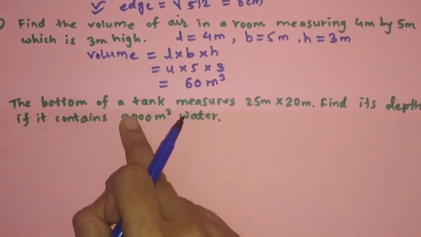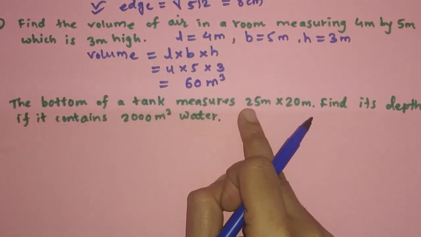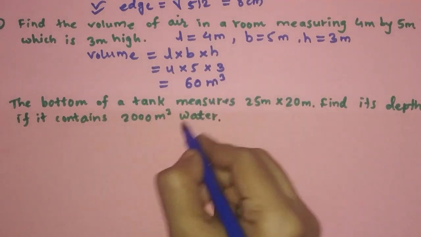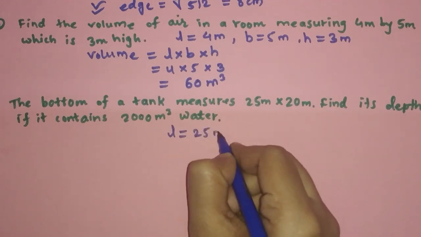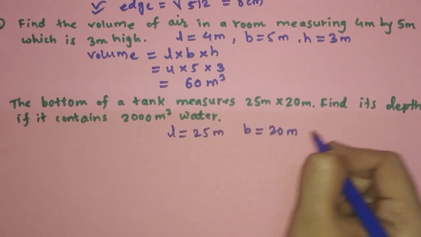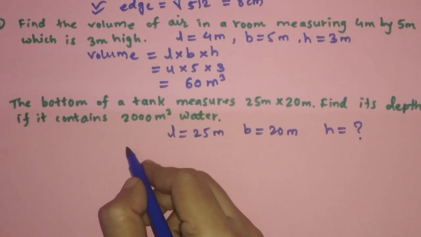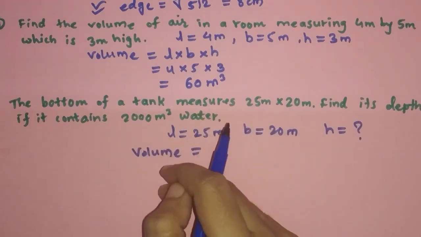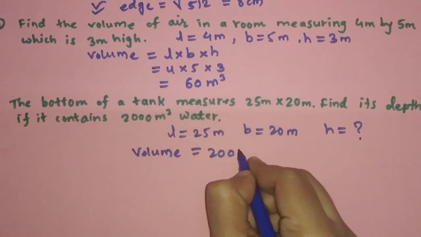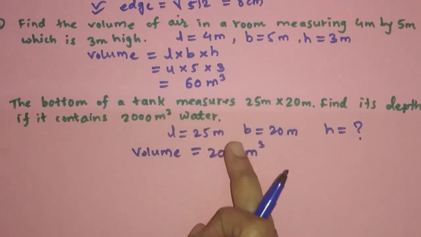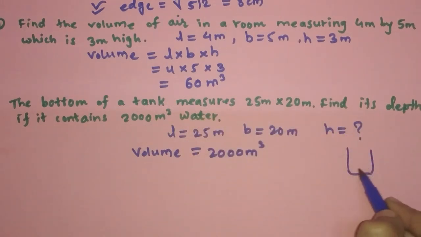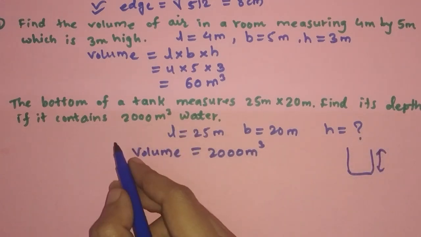The bottom of a tank measures 25 meter by 20 meter and it holds 2000 meter cube of water. Find its depth. So friends, its length is given as 25 meter, breadth 20 meter. We have to find its height, and again we have been given the volume. The volume occupied in the tank is nothing but 2000 meter cube of water. This much water is there in that tank and the bottom is given. So here the bottom is given, we have to find the height.